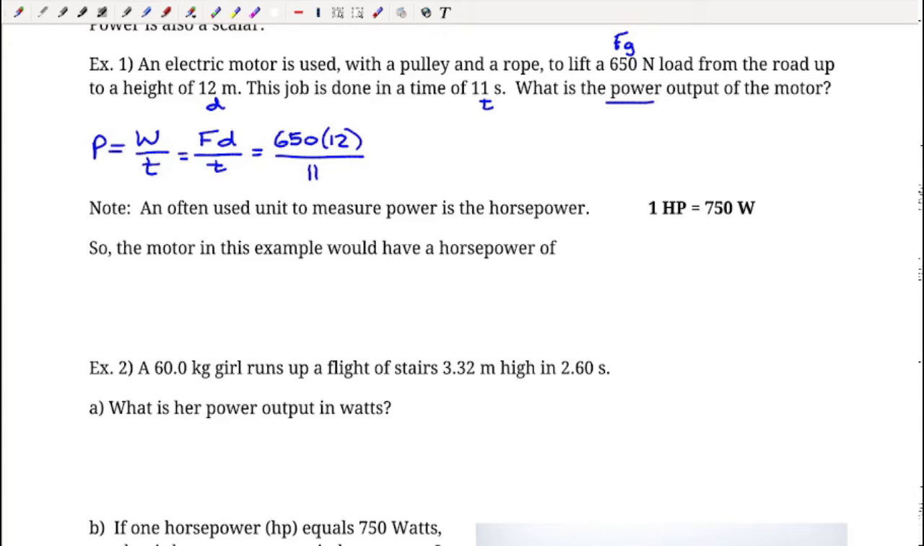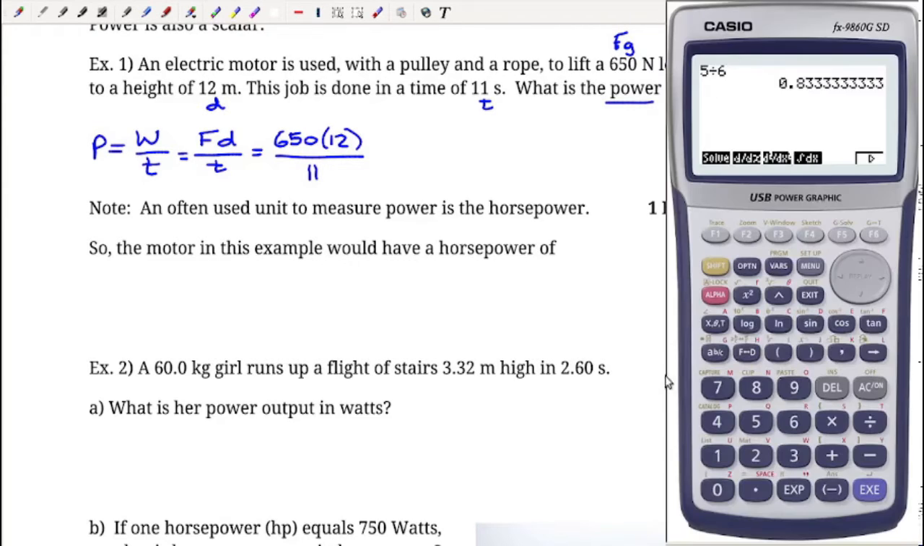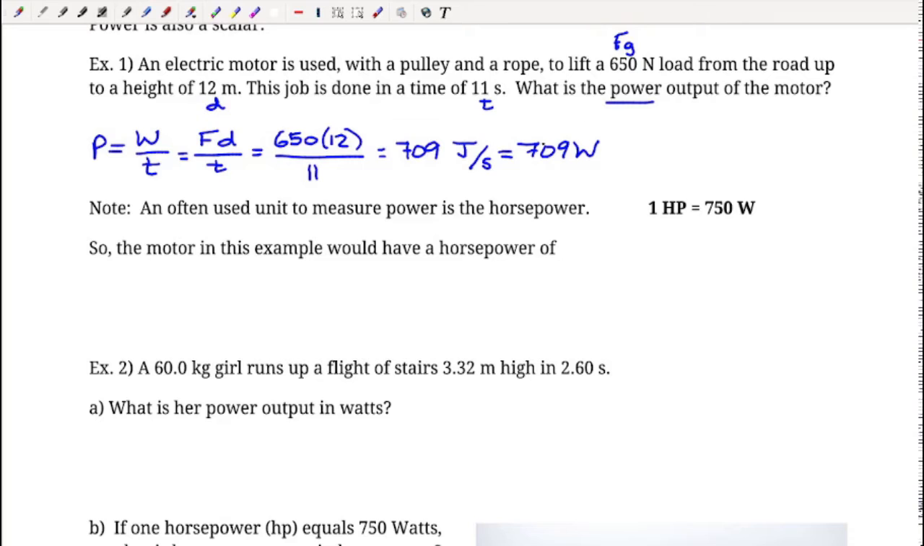So I'm going to pull out my handy dandy calculator and see what I get. So here we go, 650 times 12, divided by 11 tells me I have a power of 709. That would be 3 sig figs, so I'll stop there, 709. This would be either joules per second or 709 watts. So that would be perfectly fine as my final answer, 709 watts.